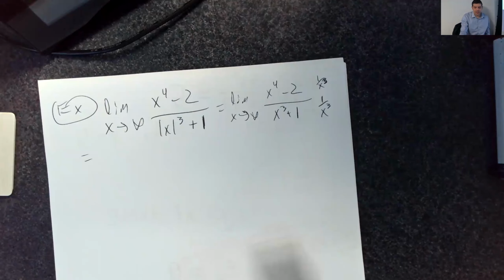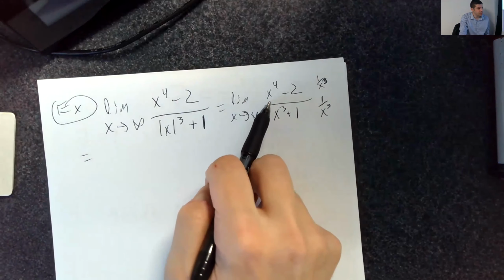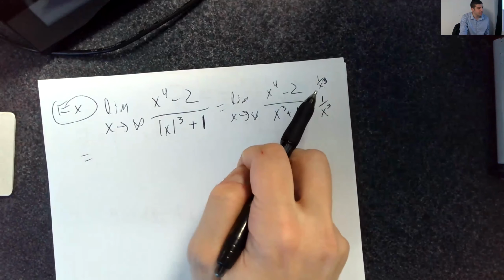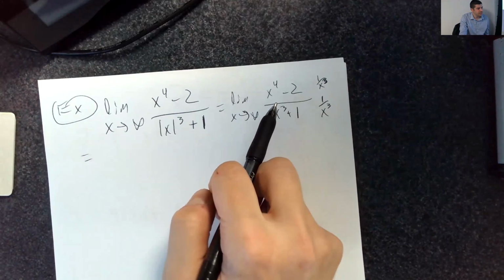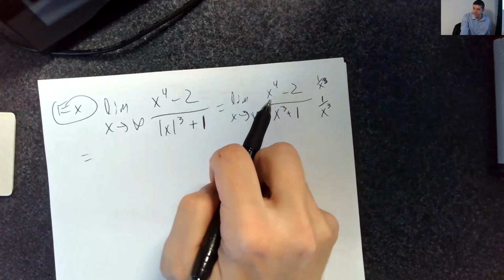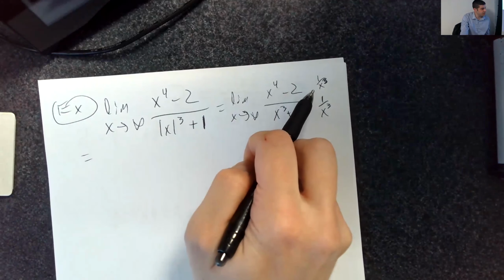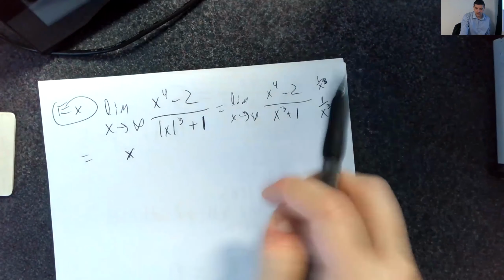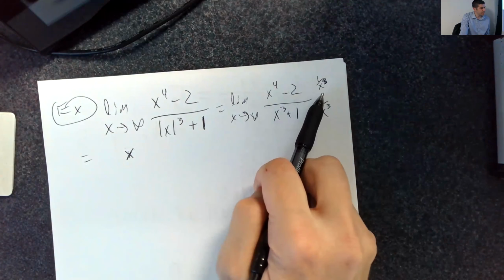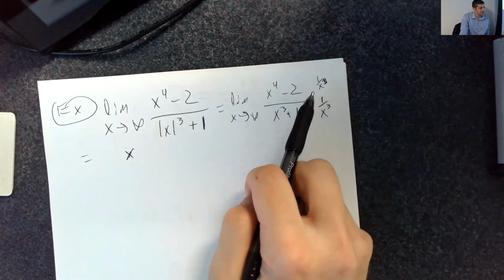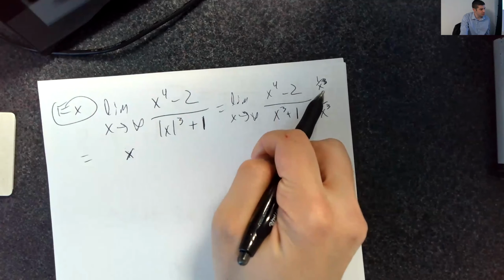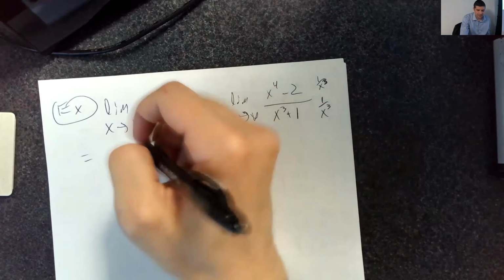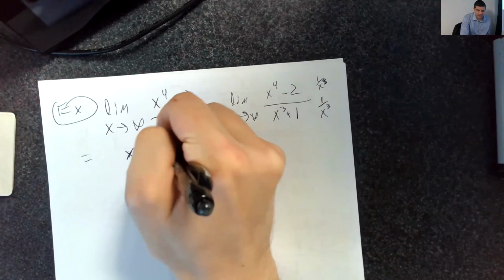Let's see, Richard. Richard, what would you do for the algebra in the numerator? So x to the 4th minus 2 and 1 over x cubed. So what do you get when you multiply that out? So let's see, x to the 4th over x cubed is just x. And what about minus 2 over x cubed? Can I simplify that? I can't really simplify that. So it's minus 2 over x cubed.